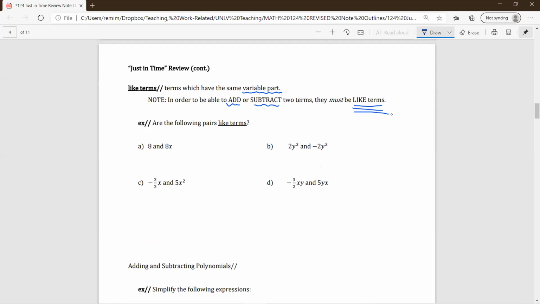So let's just practice deciding if we have pairs of terms and whether they're like terms or not. So for part A, we have this term and this term. The term 8, it doesn't have a variable part. And then 8x, the variable part is x. So they have different variable parts, so no, they're not like terms.